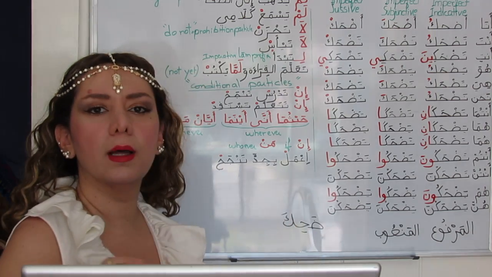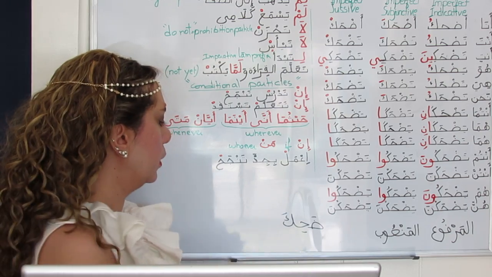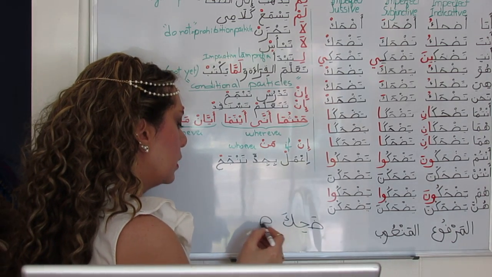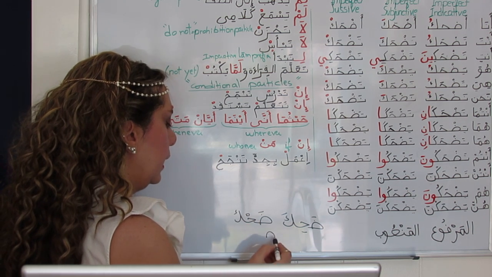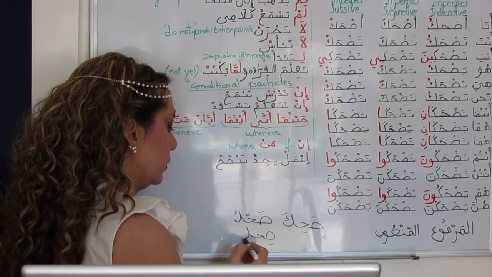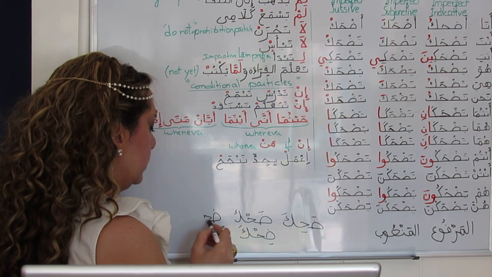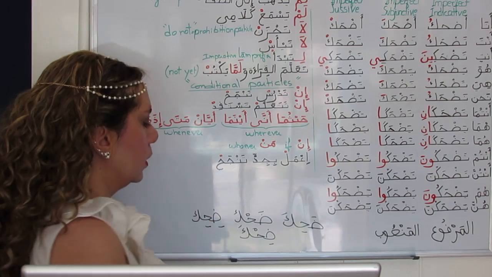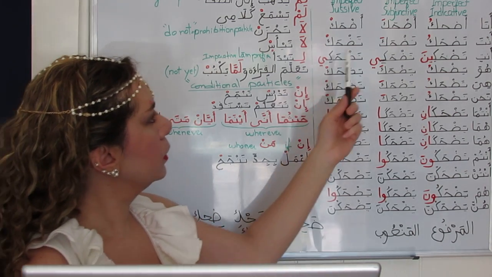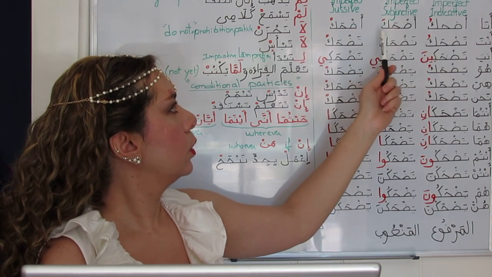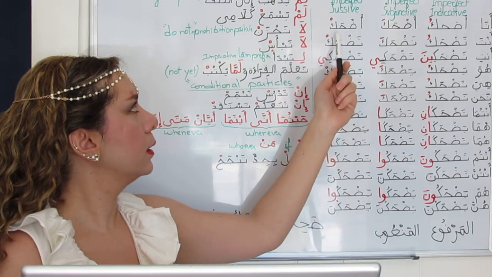it means to laugh. It's form 1, sound verb, and the verbal noun is ضحك or ضحك or ضحك. Three verbal nouns. So أنا أضحك, I laugh, I'm laughing.